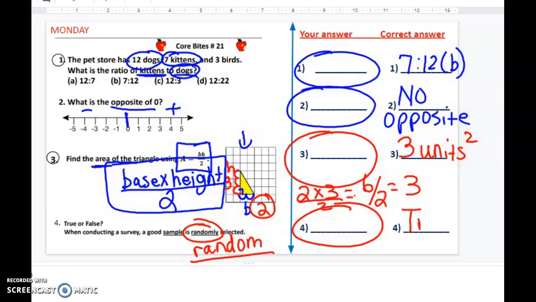Okay, the correct answer to number 4 is true. Anytime you're conducting a survey, you want to make sure that the sample of people that you ask that question to, that they are randomly selected. Again, going back to what I said just a moment ago, you would not want to ask just a group of band students or just a group of dance students. Those are not randomly selected. When you do a survey, you're wanting to make sure that the entire population is represented. And the best way to get the entire population to be represented is through a random sample.